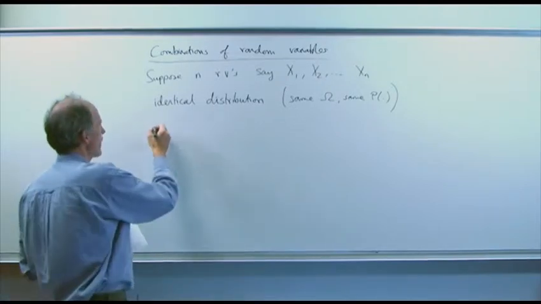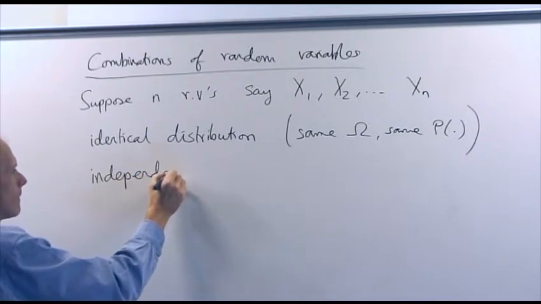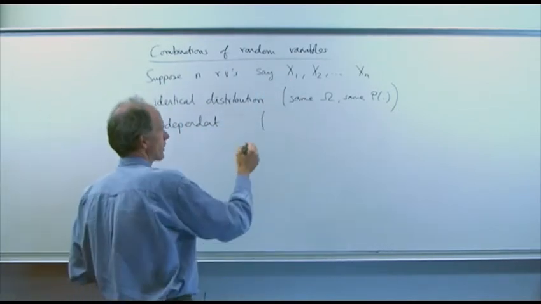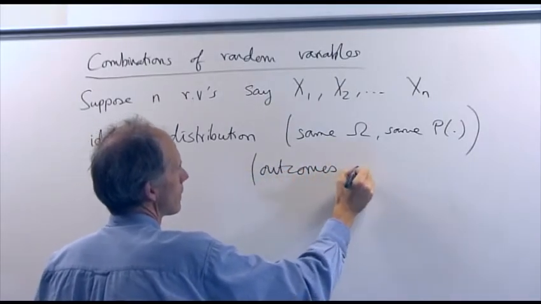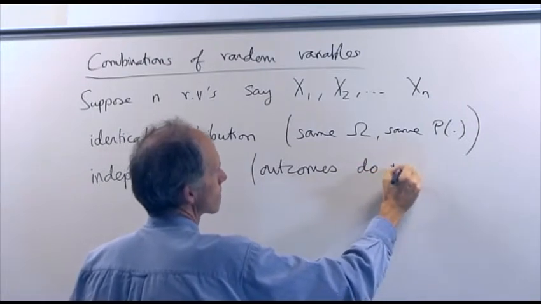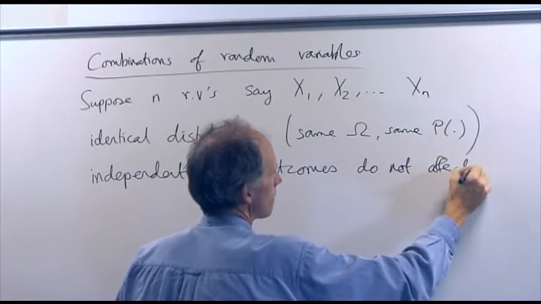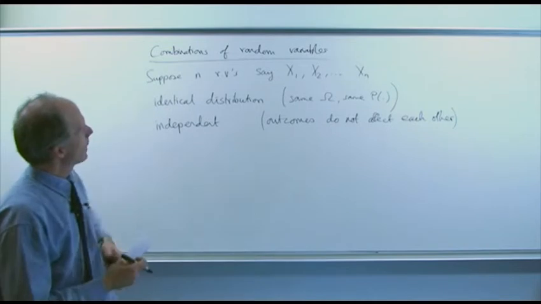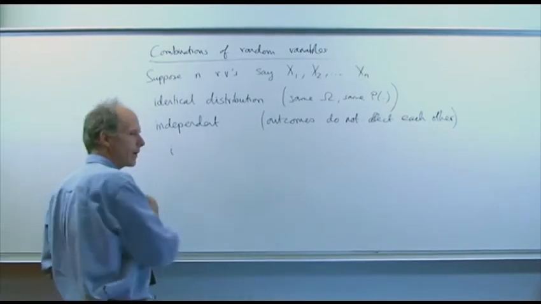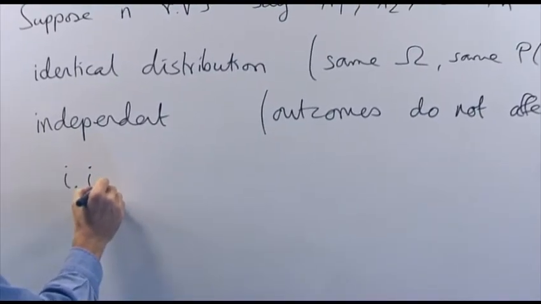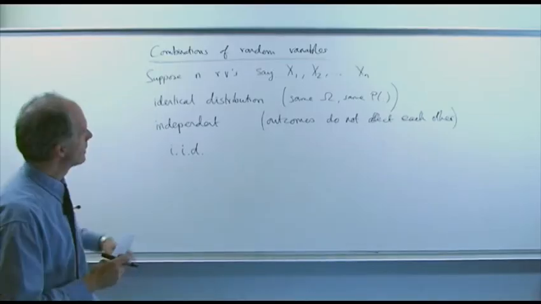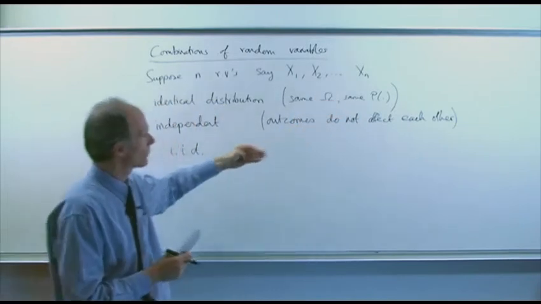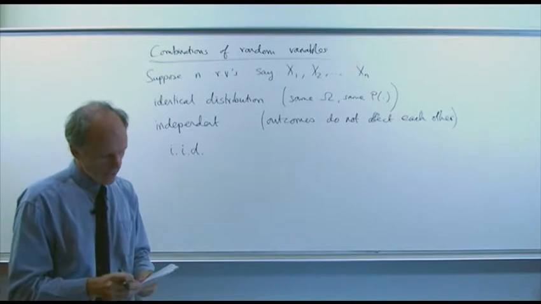And the second thing we're going to have is that they are independent. And by that we mean that the outcome of one random variable has nothing to do with the outcome of another random variable. So the outcomes don't affect each other. Okay, now in statistics we use a shorthand for all these words here, and the shorthand is independent, I, and identically, another I, distributed. So IID random variables is just a shorthand for saying we have an identical distribution, which means the same probability space, same sample space, and that they don't affect each other, they're independent.